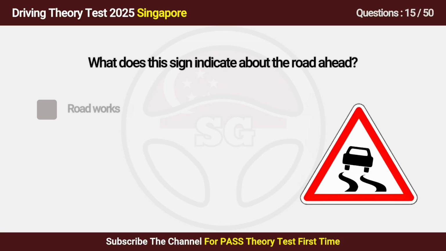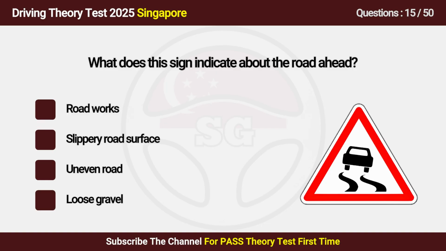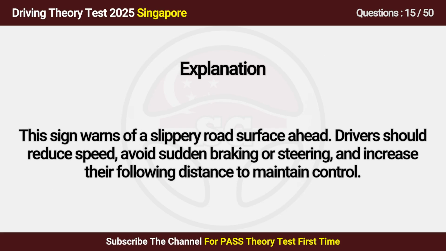Question 15. What does this sign indicate about the road ahead? A. Roadworks. B. Slippery road surface. C. Uneven road. D. Loose gravel. Answer is B. Slippery road surface. This sign warns of a slippery road surface ahead. Drivers should reduce speed, avoid sudden braking or steering, and increase their following distance to maintain control.